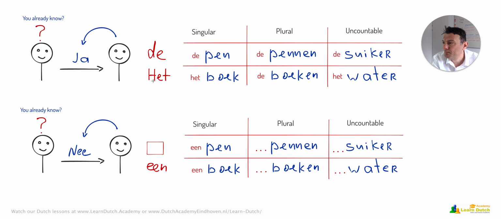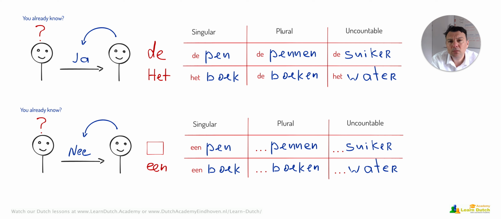So let's summarize. Please remember, you are the manager of your conversation. Before you say something to another person, you need to ask yourself, do I already know what I'm going to talk about? If the answer is yeah, we both know, then you're going to use de or het. When it's singular, meaning one piece or one human, use de or het. De pen, het boek.